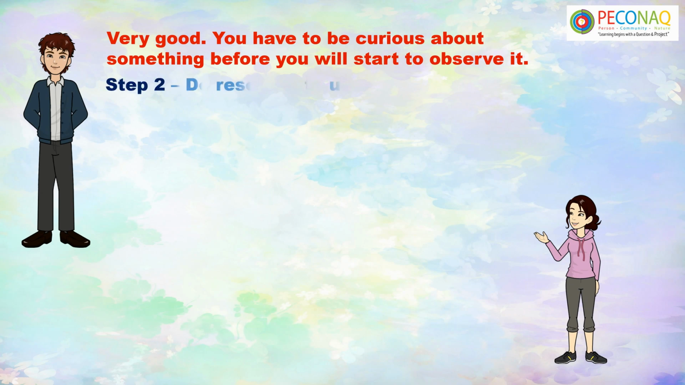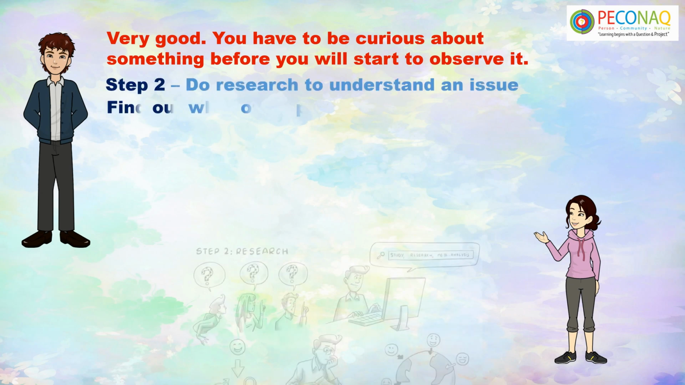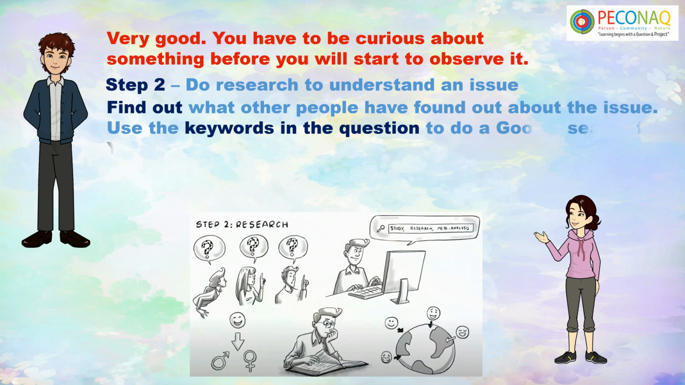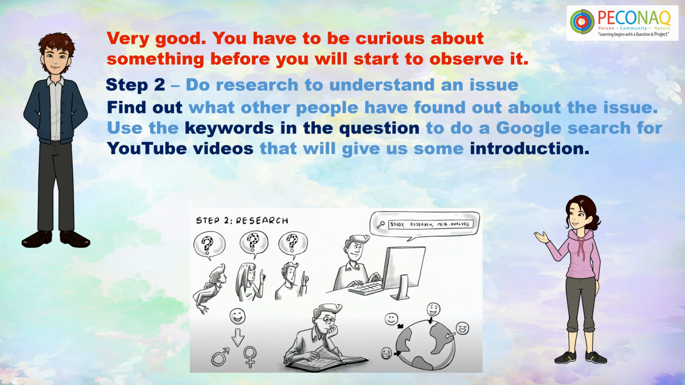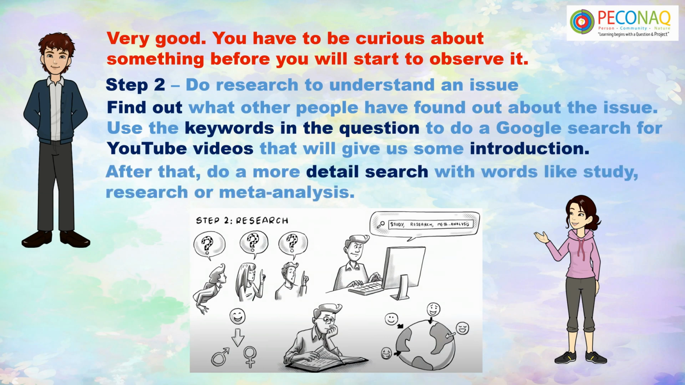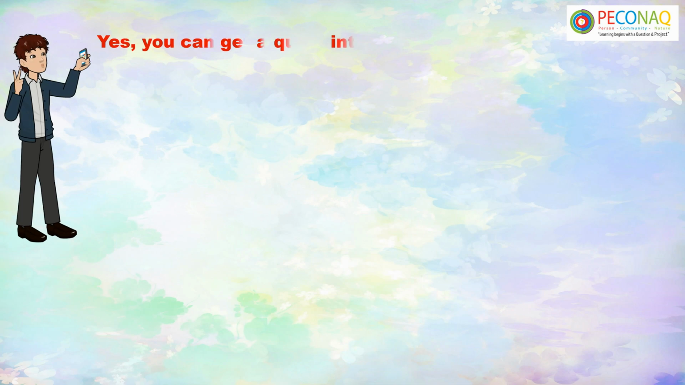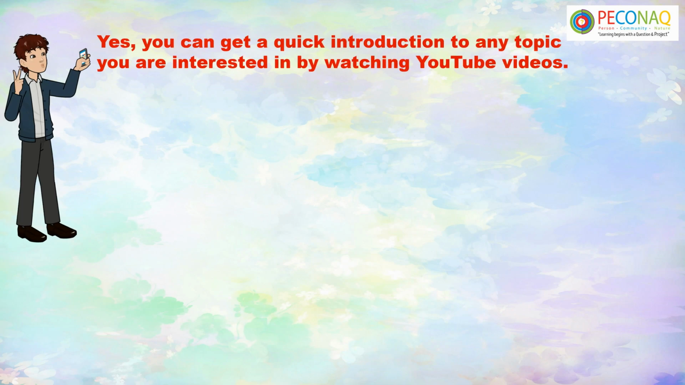Step 2. Do research to understand an issue. Find out what other people have found out about the issue. Use the keywords in the question to do a Google search for YouTube videos that will give us some introduction. After that, do a more detailed search with words like study, research or meta-analysis. Yes, you can get a quick introduction to any topic you are interested in by watching YouTube videos.